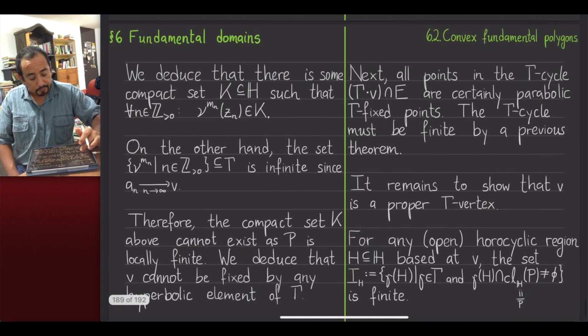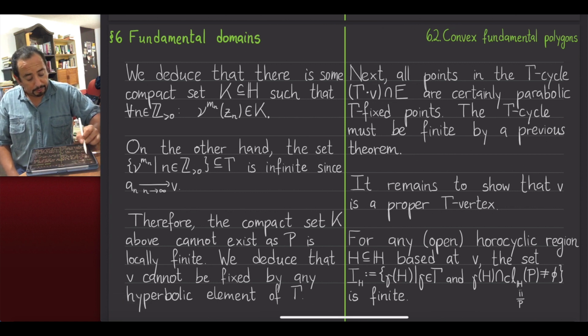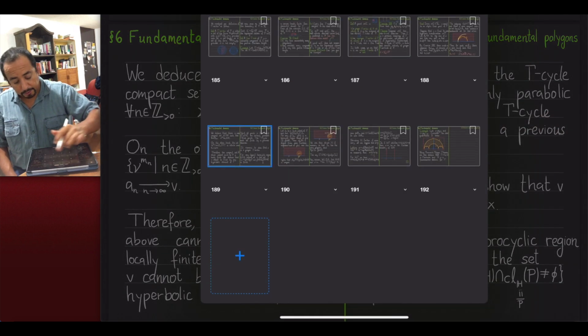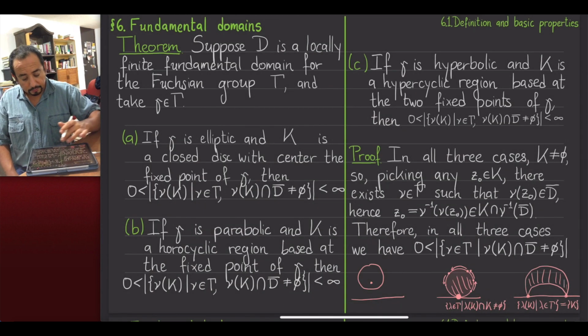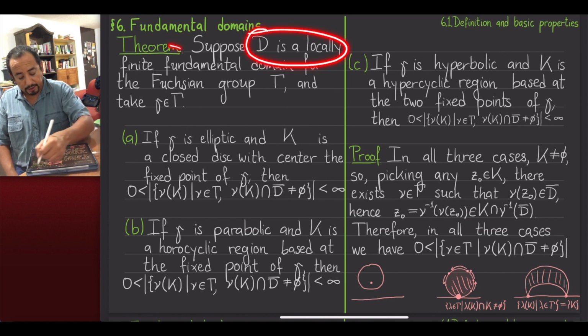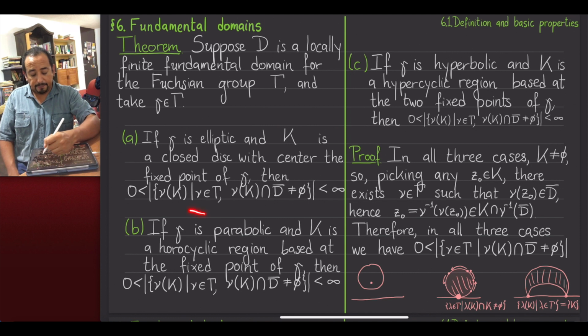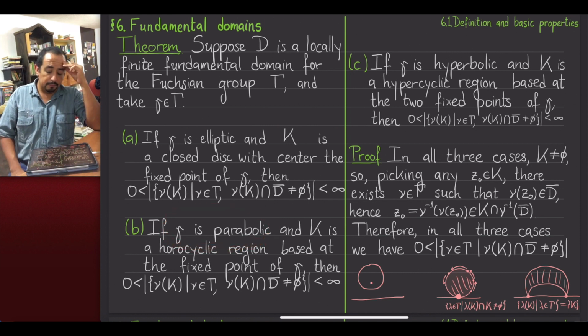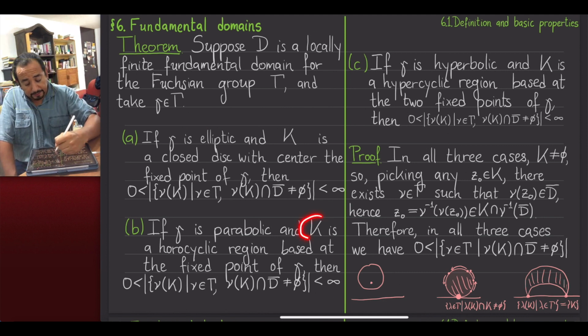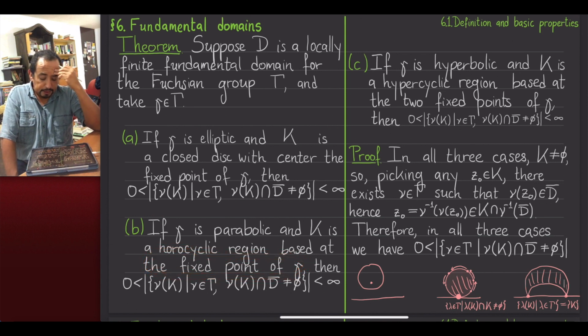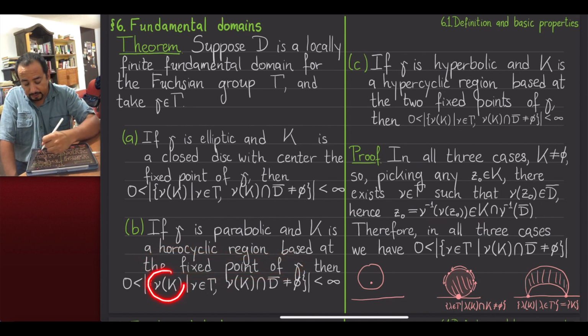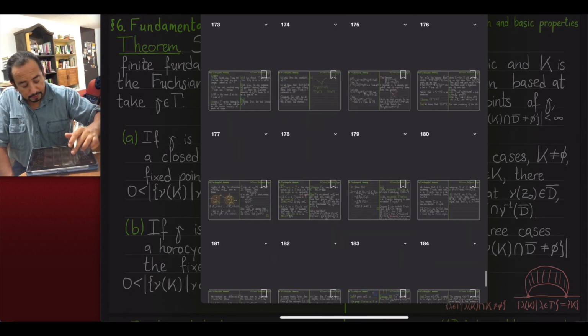So this really follows from a theorem we already proved. So let me tell you which theorem. Remember this theorem: if we are working with a locally finite fundamental domain, and I take a parabolic element, so in our case it would be an element of the stabilizer of V, and I take a horocyclic region based at V, which would then be the fixed point, then only finitely many images of that horocyclic region meet D bar, so in our case P bar. Right, so let's go back.